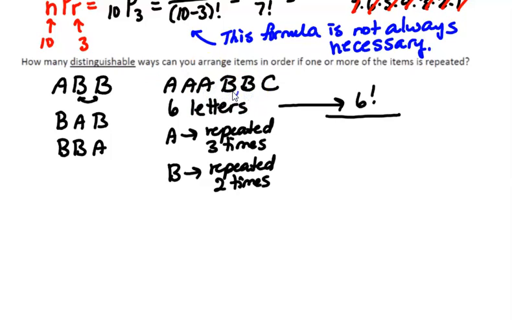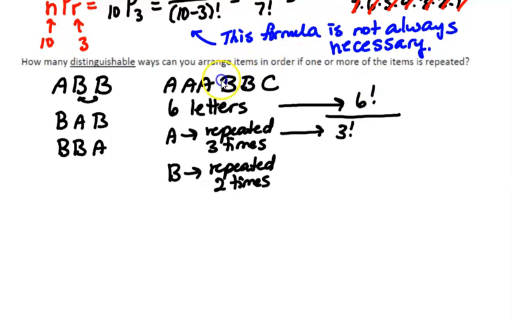So I have to divide by the number of ways that I could arrange the A's. So how many different ways could I arrange 3 letters? 6. But all 6 would look the same. So 6 is 3 factorial. So I am going to divide by 3 factorial. This divides out the 6 different ways that I could rearrange the A's because they don't make any difference.